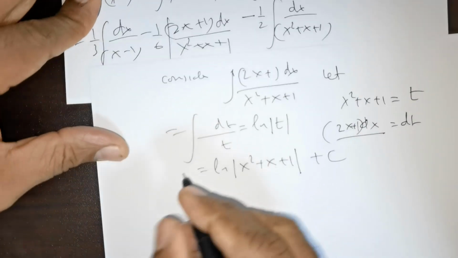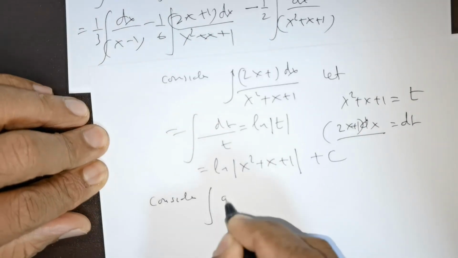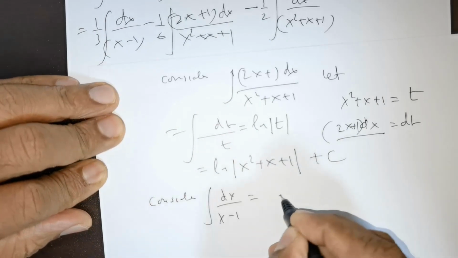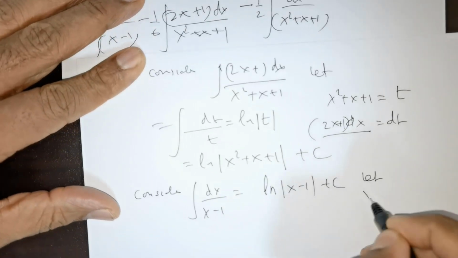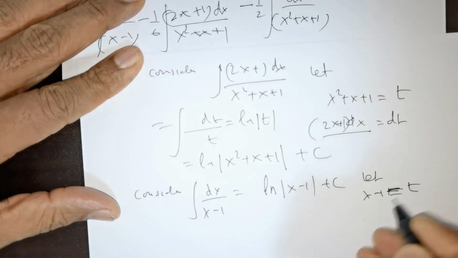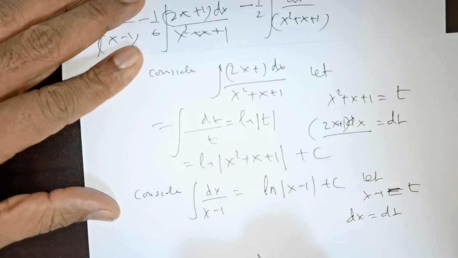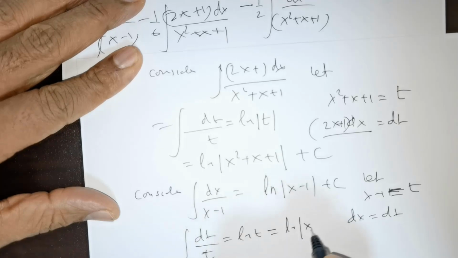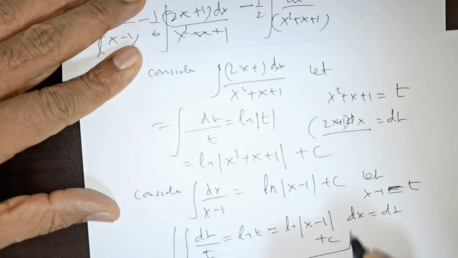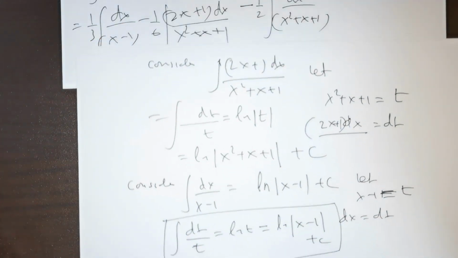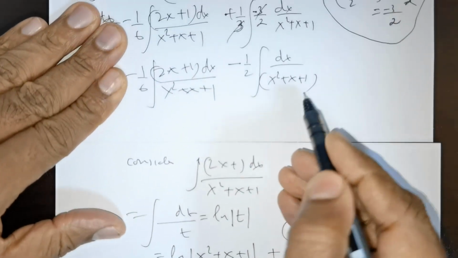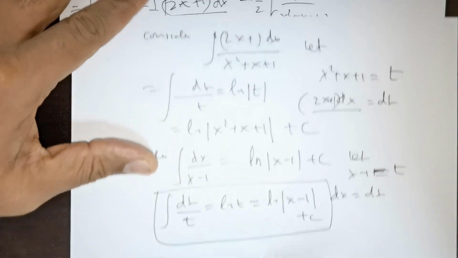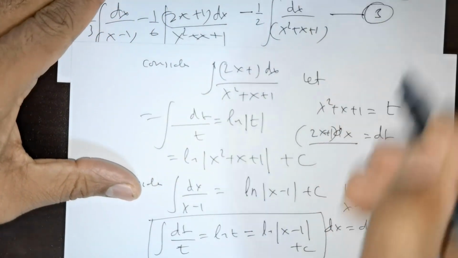This is already done. Now next you consider integral dx over (x−1), which is nothing but ln of (x−1), right? Because if you substitute x−1 equal to some t, then dx is equal to dt, and you have dt divided by t, which is equal to ln t, which is nothing but ln of modulus (x−1) plus arbitrary constant c. So number 2 is done. Now 1 is done, 2 is done. Number 3, this is number 3, right? So just go there.